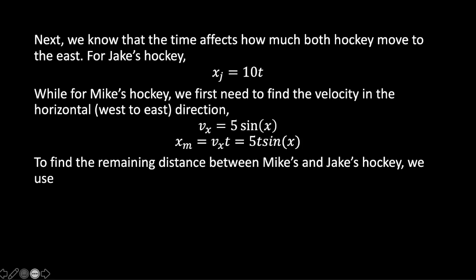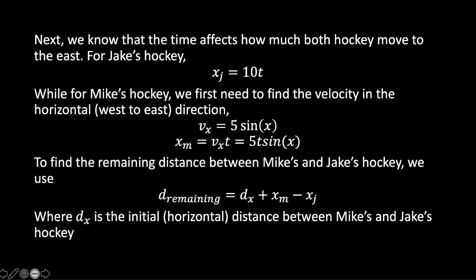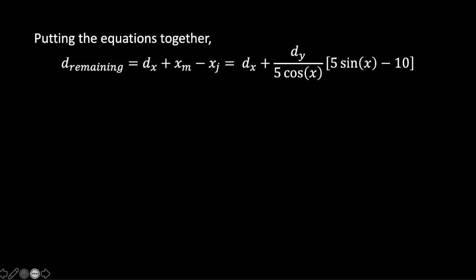To find the remaining distance between their hockey pucks, we use d remaining equals dx plus xm minus xj, where dx is the initial distance. Now we are going to put this equation together. We see a lot of variables like dx and dy.